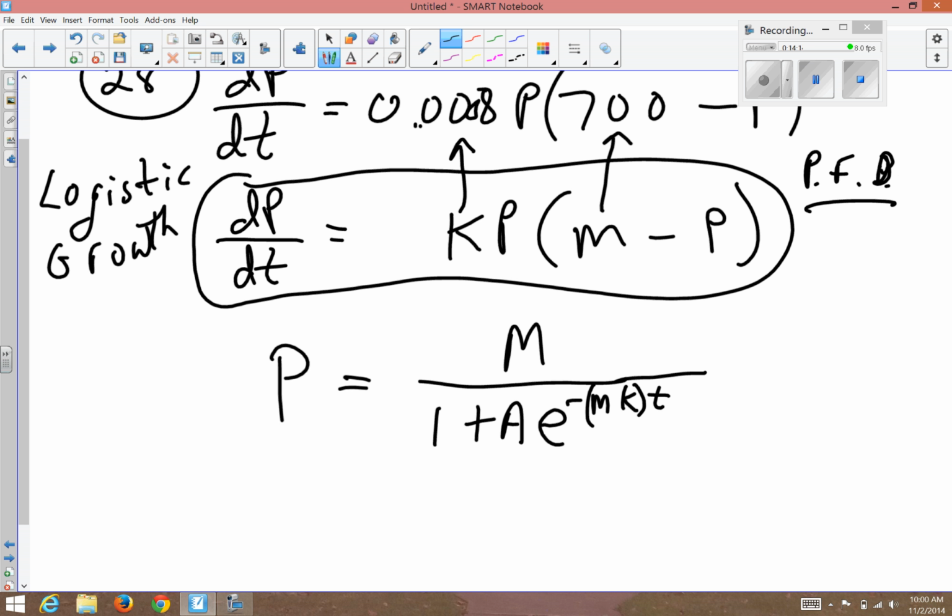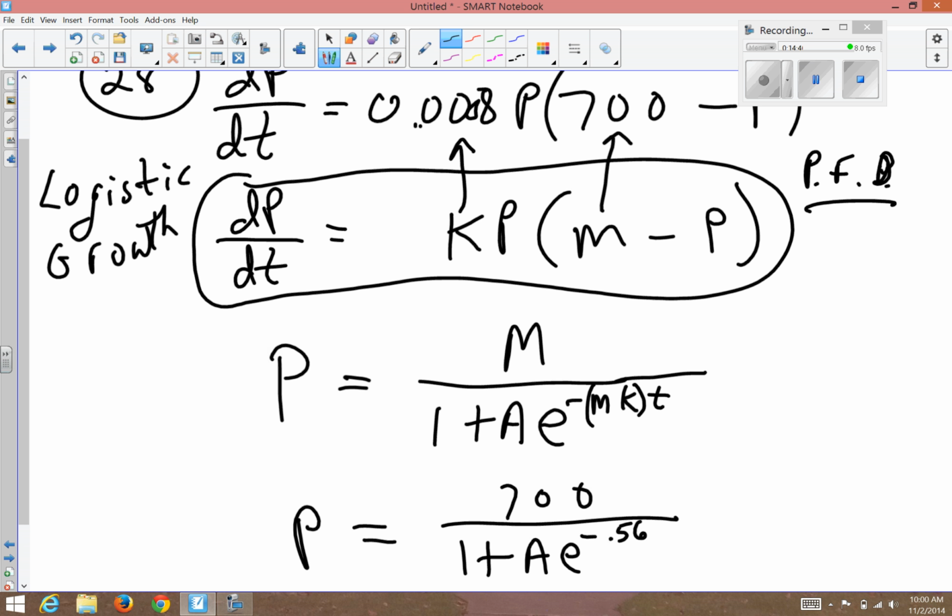In this example, the solution to the differential equation is p equals, where the m is, we're going to put 700. Down below, the denominator is going to be 1 plus a e to the negative mk. That means you have to multiply the 700 and the 0.008. But put a negative in front of that. So it's going to be negative 0.56 with a t multiplied, negative mk times t.